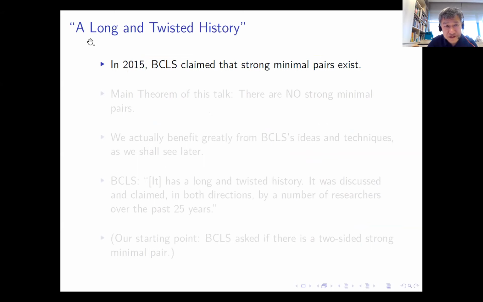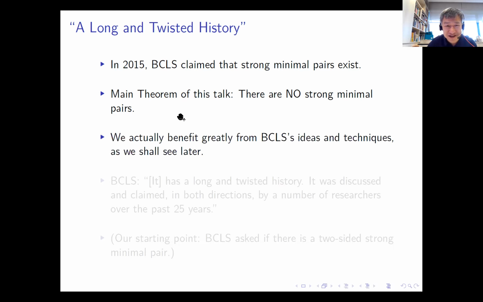So this question has a so-called long and twisted history. In 2015, BCLS claimed that strong minimal pair exists. But the main theorem of my talk is the opposite. So there are no strong minimal pairs. Although we claim the opposite things, we actually benefit greatly from their ideas and techniques. And you'll see the close connection in the remaining part of the talk.